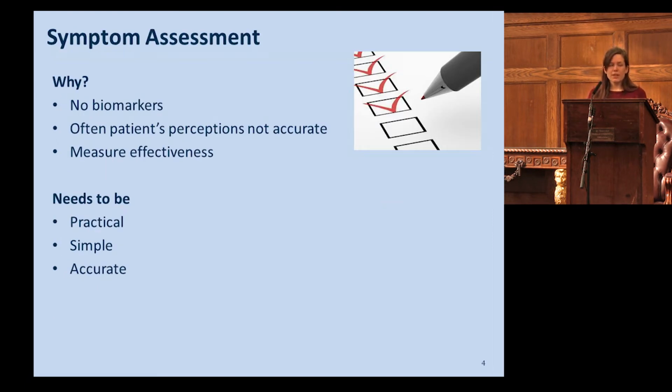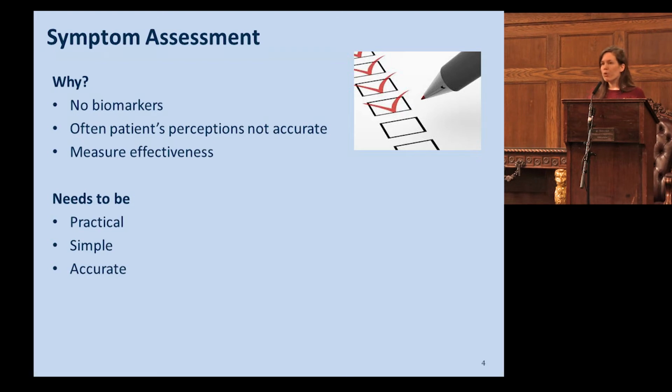So we need to have some sort of structured symptom assessment for patients with IBS and other functional bowel disorders, mainly because these are symptom-based disorders, and we don't have any biomarkers to tell us whether a patient specifically has IBS. We can't measure that in the blood or any other way, and it also won't tell us how severe their symptoms are. The only way we have is to ask them about them, and it's best that we do that in a structured way, because often patients' perceptions of what symptoms they have are not completely accurate.